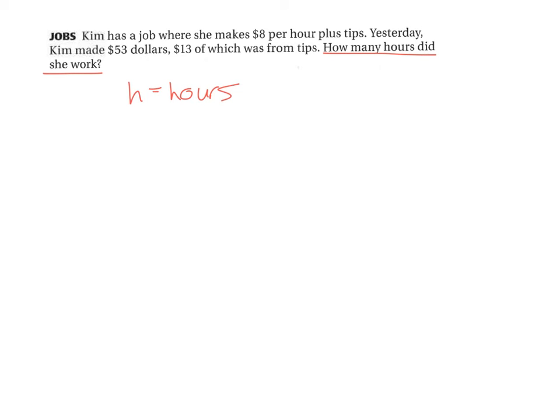Now, I know she has a job. She makes $8 per hour, and we know she made $53. That's the total. And $13 of the dollars was from tips. Okay, I'm going to just cross out this little first phrase here. It doesn't matter when this happened. And we have our information here.